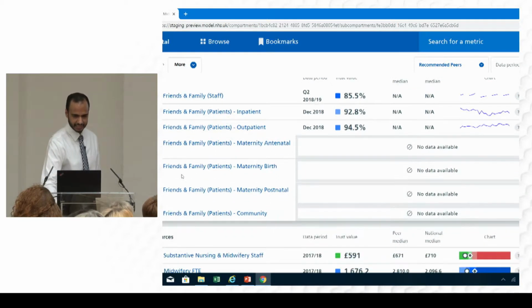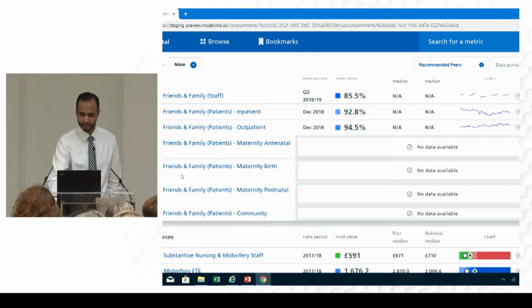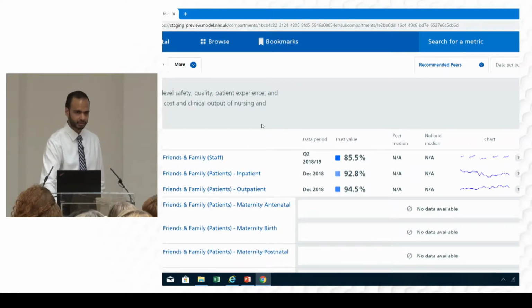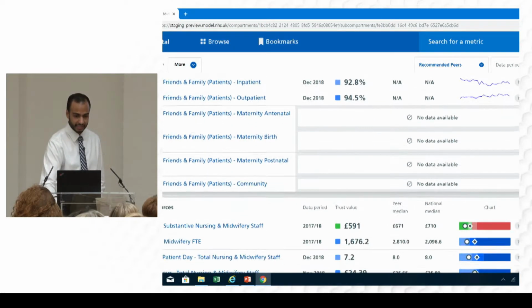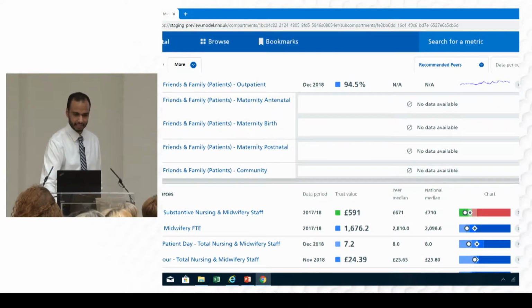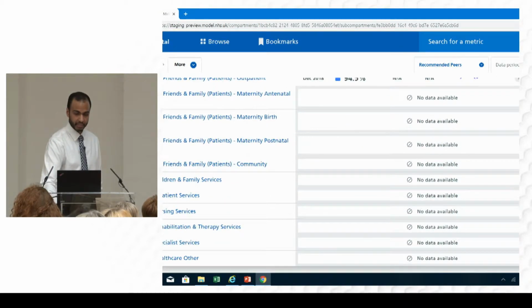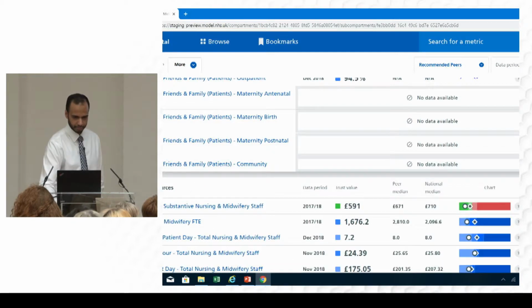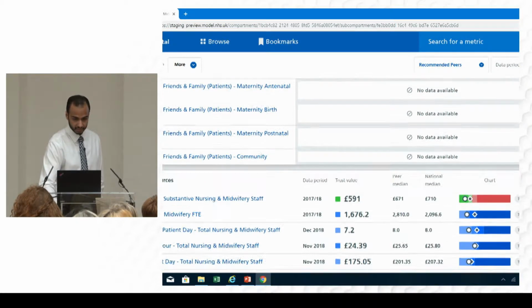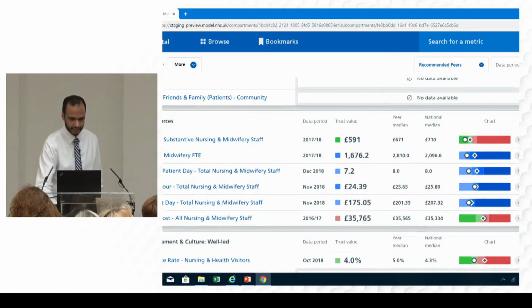Obviously, there are some data that aren't received, and where you have those situations, you have no data available, but I'm sure for some organisations you'll have more there. And if you are a community and mental health trust, then there is also more data available through that drop down as well. Little bits on finance and care hours per patient day.